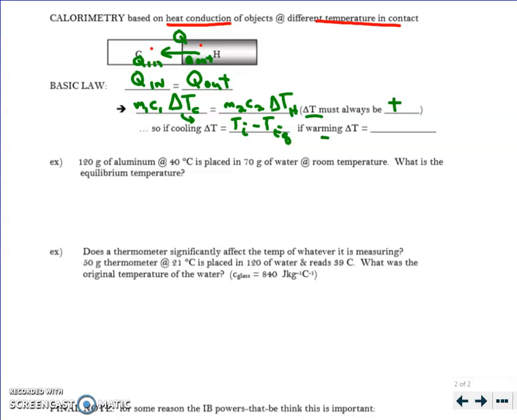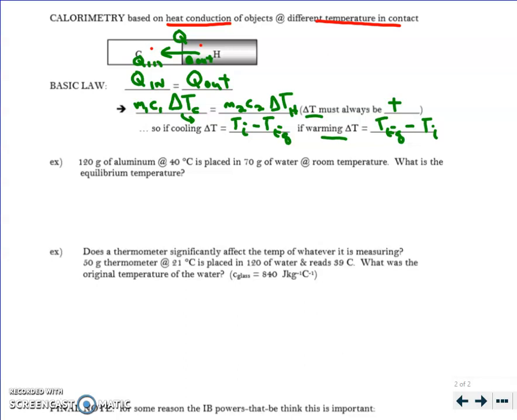If you're on the warming end of things, sorry, you're warming up, so your equilibrium temperature is going to be bigger than the initial. So in order to make that positive, that's how we set it up.